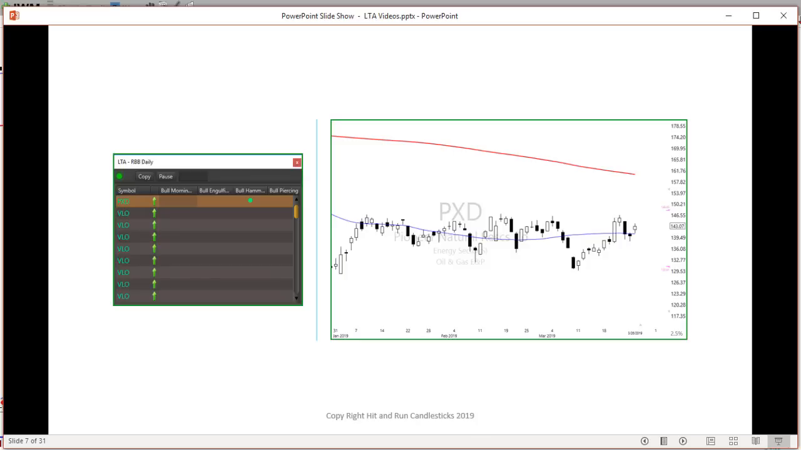Because I've got the alerts running live on my screens as well. So here's PXD. We've set up the automation and it's a rounded bottom breakout. And along the top here, you can see I've got bull morning star, a bullish engulf, bullish harami, piercing candle on this.